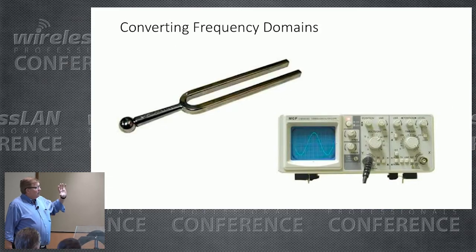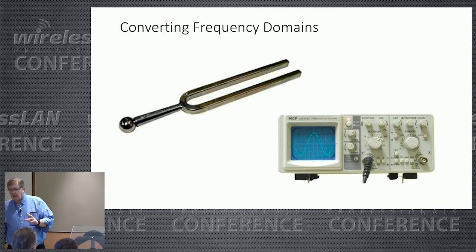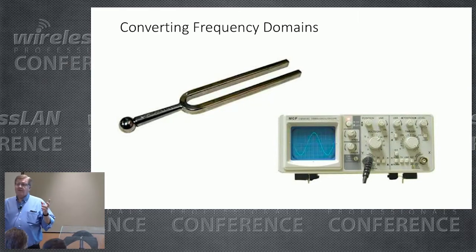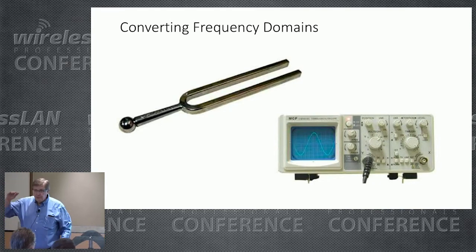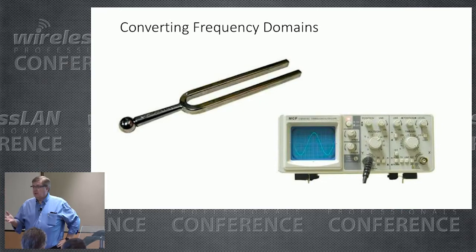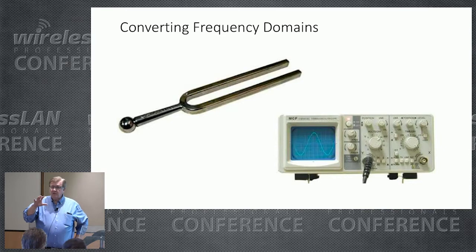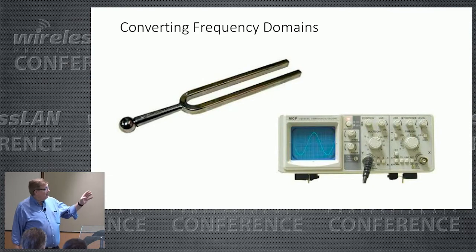Well, our main job with a spectrum analyzer is to convert to a frequency domain. I put a tuning fork up here and an oscilloscope. A tuning fork makes a sound. But we can, with an oscilloscope, take that sound, which is a very slow cycle, so slow that humans can interact with it, and turn it into something visual. We actually see a curve. That's the job of a spectrum analyzer.